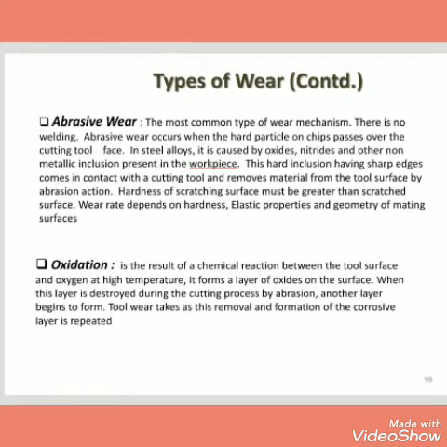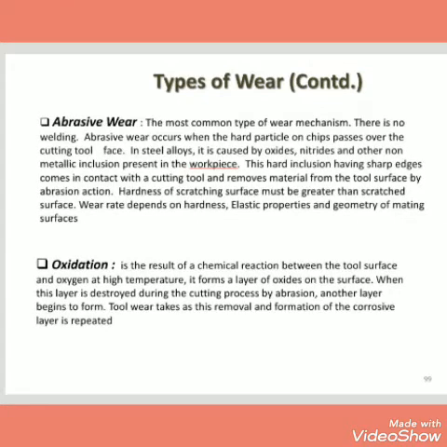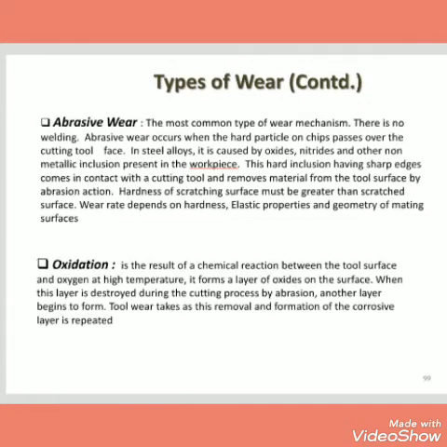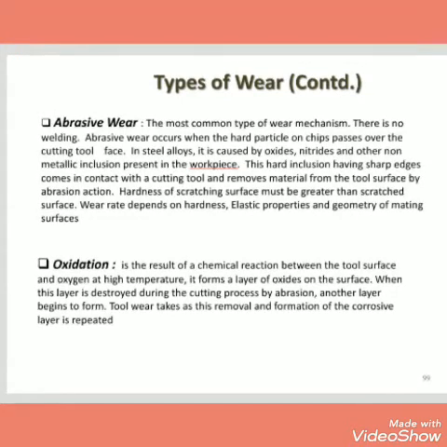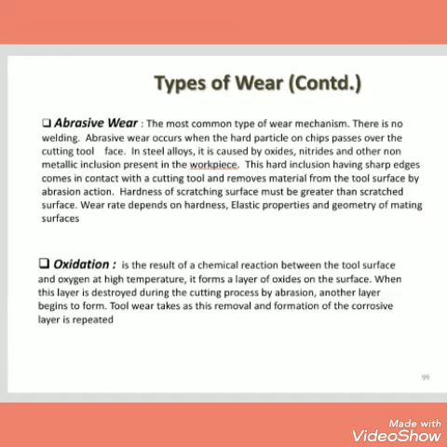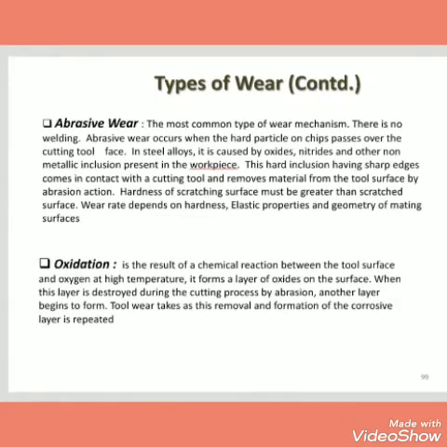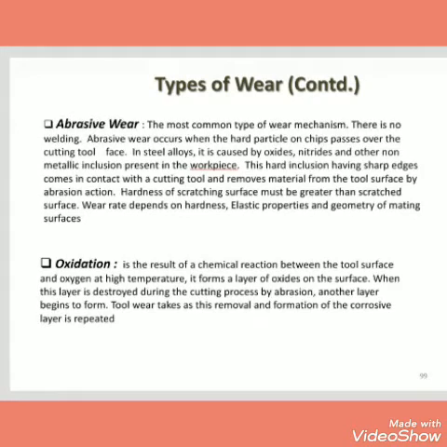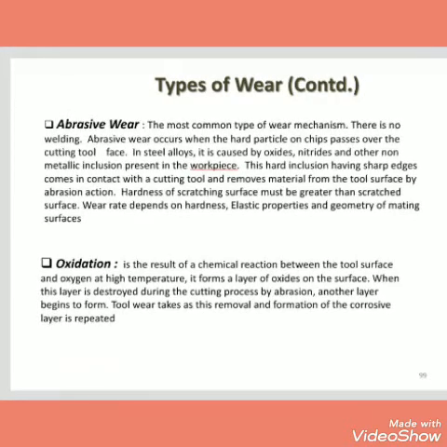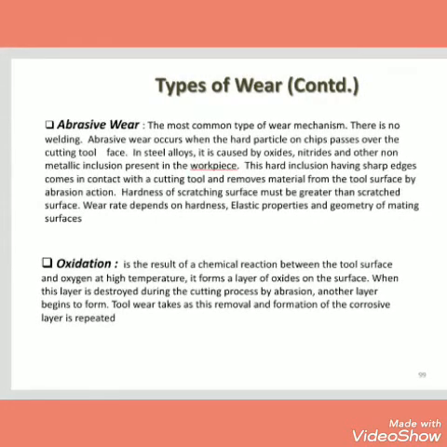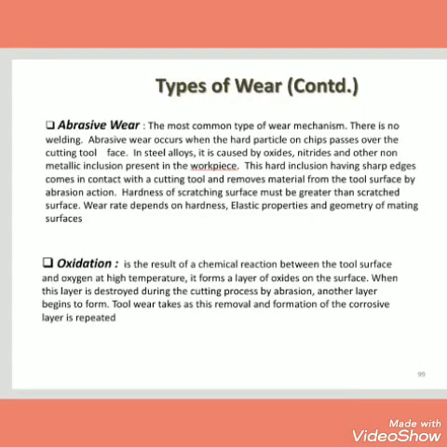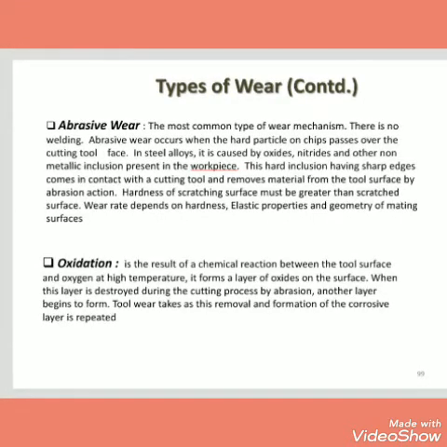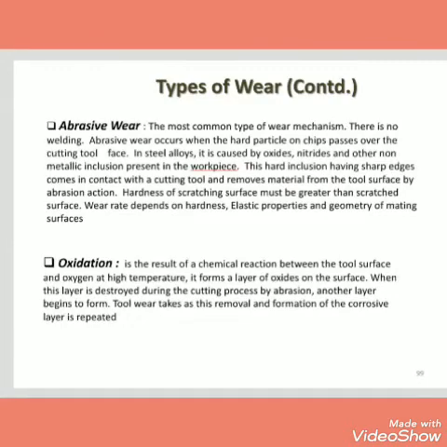There is no welding. Abrasive wear occurs when the hard particles or chips pass over the cutting tool face in steel alloys. It is caused by the oxides. Next is oxidation, which is the result of a chemical reaction between the tool surface and oxygen at high temperature. It forms an oxidized layer on the surface. When this layer is destroyed during the cutting process by abrasion, another layer begins to form.